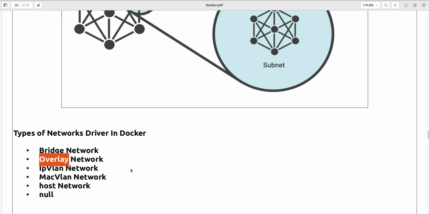Overlay network is the clustered networking driver. Suppose you are running a cluster. You understand what a cluster is? Cluster means you have 5 computers, and you are managing those computers from a single node. That is a cluster. Suppose I have one application and I want to deploy it across the cluster, across the computers. Suppose I want to deploy one application on 3 computers. How can I do it?